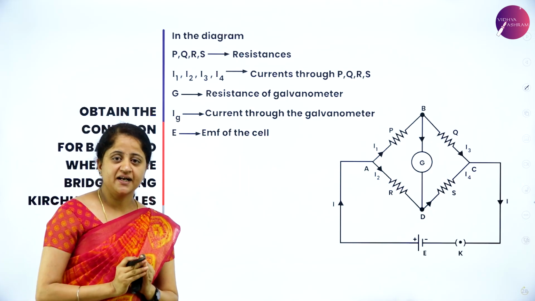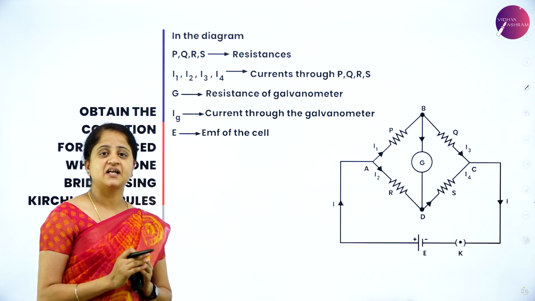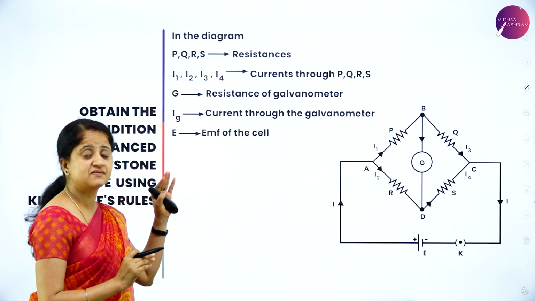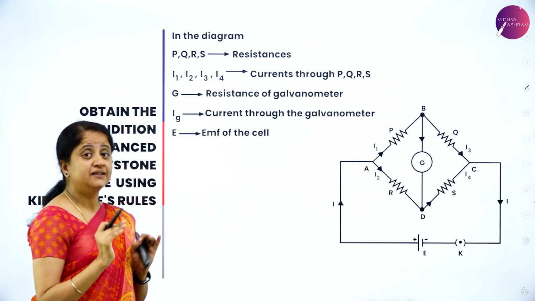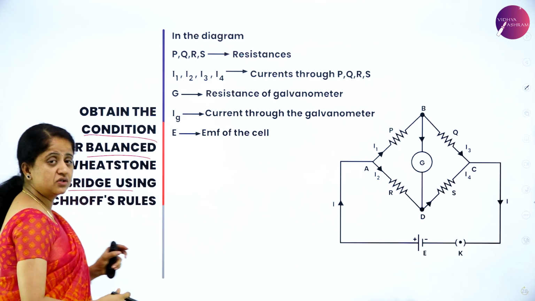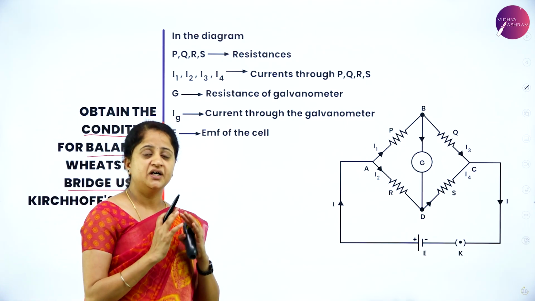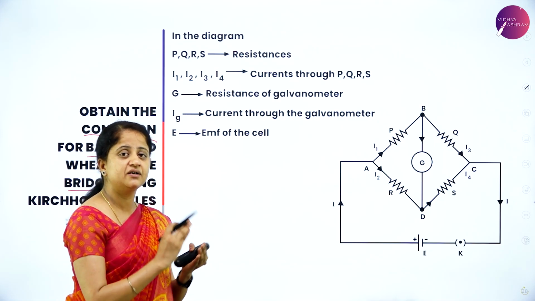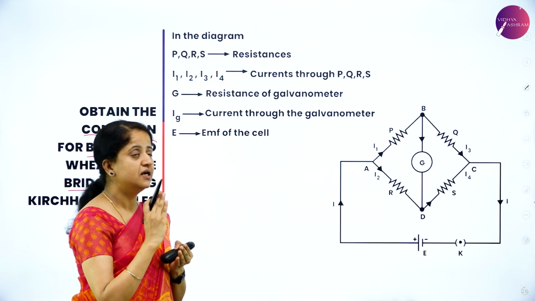So now, by understanding these two important laws, let us derive an important expression, from the examination point of view as well as very important for your practicals. That is the condition for a balanced Wheatstone bridge using Kirchhoff's rules. We are using KCL and KVL and we are obtaining the condition to balance the Wheatstone network.